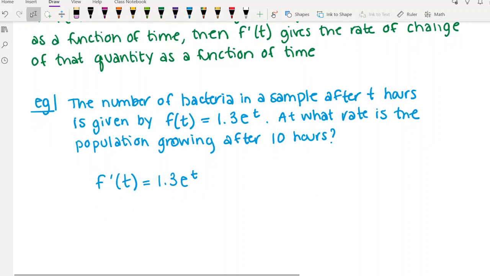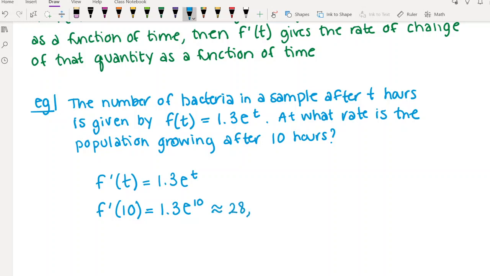So if we want to know specifically what's going on at 10, we would plug in 10 for t. And so 1.3 times e to the 10. If you plug this into a calculator, you'll find that this is approximately equal to 28,634. And so let's think about what the units would be. Well, the units of the original problem are bacteria, number of bacteria. And here we're looking for the rate of change of the bacteria, so it should be bacteria per hour.